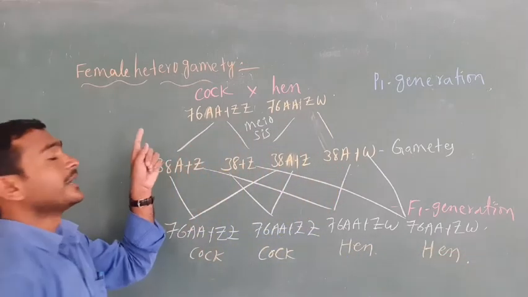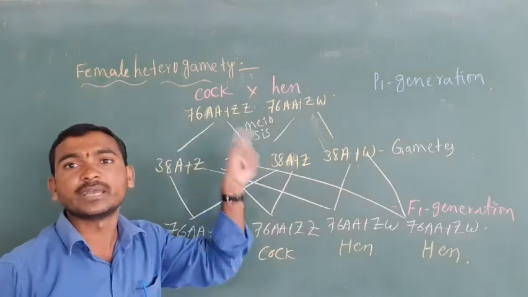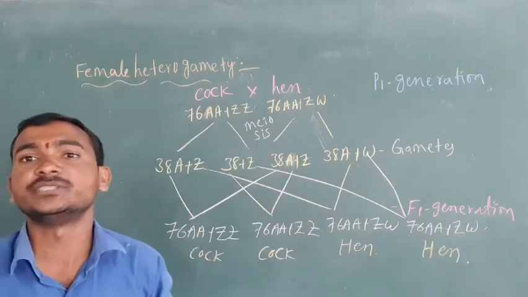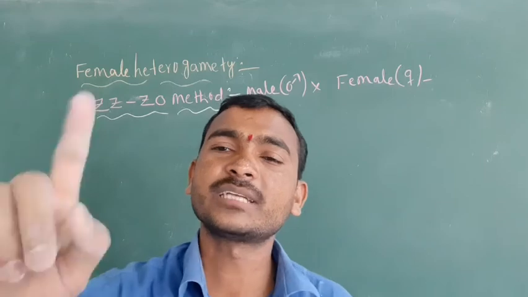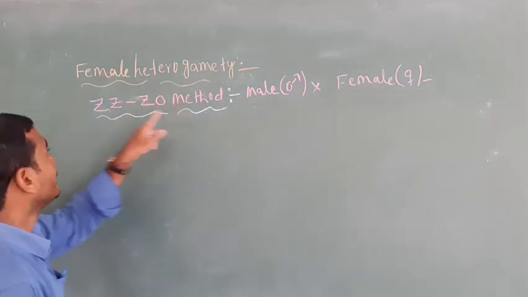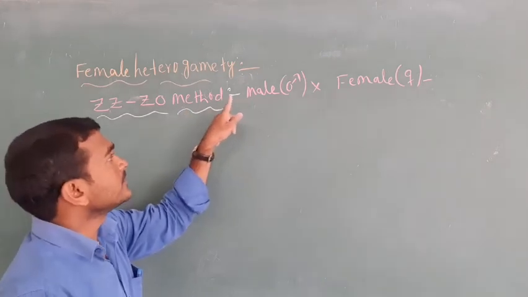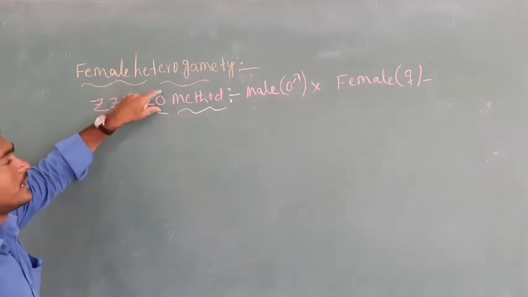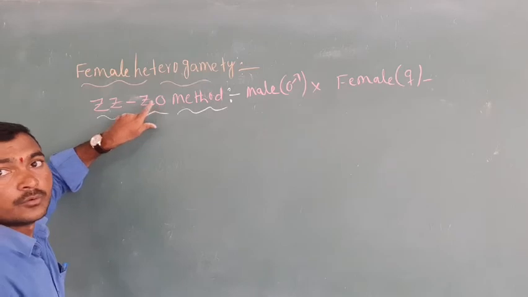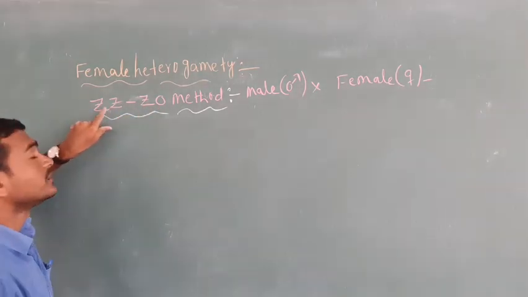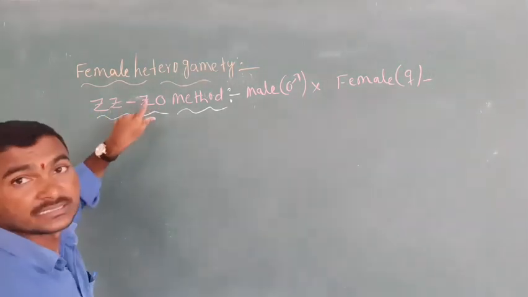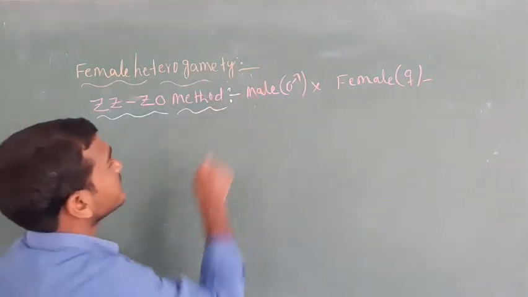This is the ZZ method. Now the next method is female heterogamety only, the ZO method. In this, you can take that here is the lack of one chromosome. Only one ovum is there, but both sperms are present. The female is heterogametic then. Now you can take the male and the female.